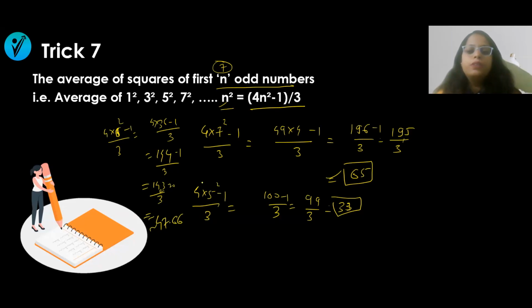So I hope you understood this trick. It will save your time. Otherwise, you will have to add 1 square plus 3 square plus 5 square plus 7 square plus 9 square plus 11 square, and it will be too lengthy. This was your trick number 7.